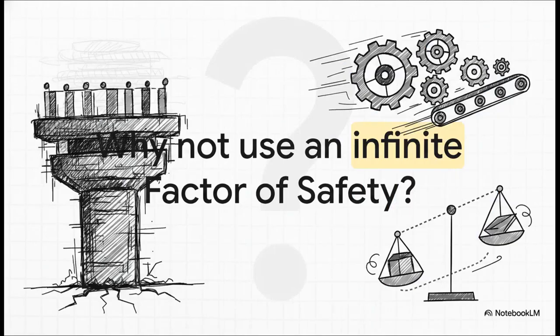So I'm going to leave you with a bit of a provocative thought as we wrap up this explainer. If more safety is always better and prevents catastrophic failures, why not just make every factor of safety infinite? Or would that lead to massive, impossibly heavy, and ridiculously expensive overdesign that completely ruins a machine's efficiency? Think about that constant tug of war between perfect safety and practical reality.